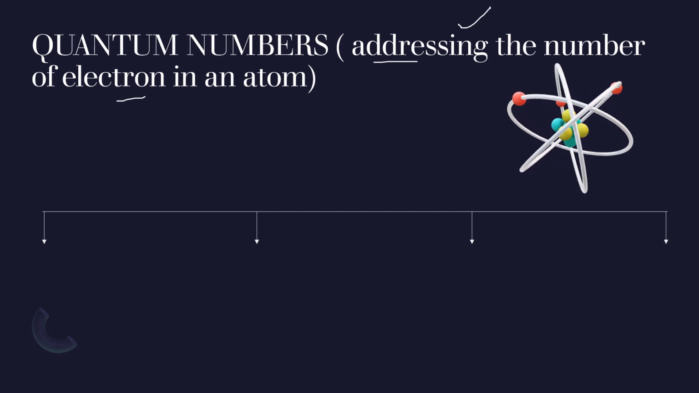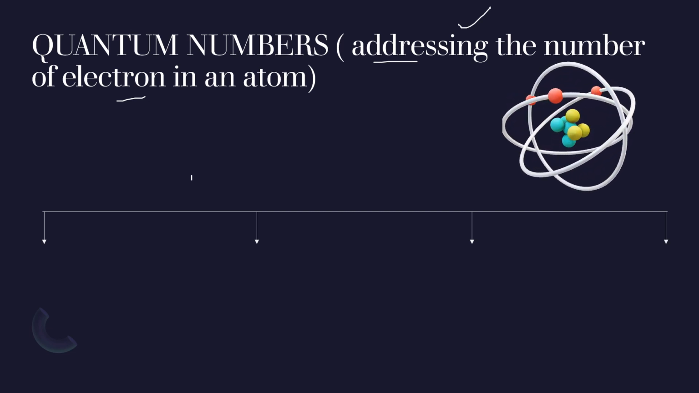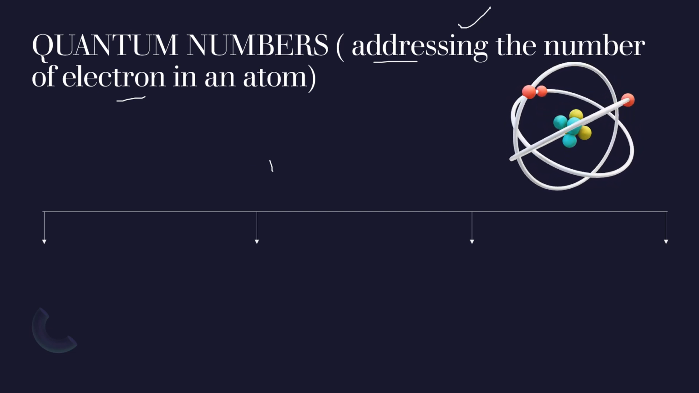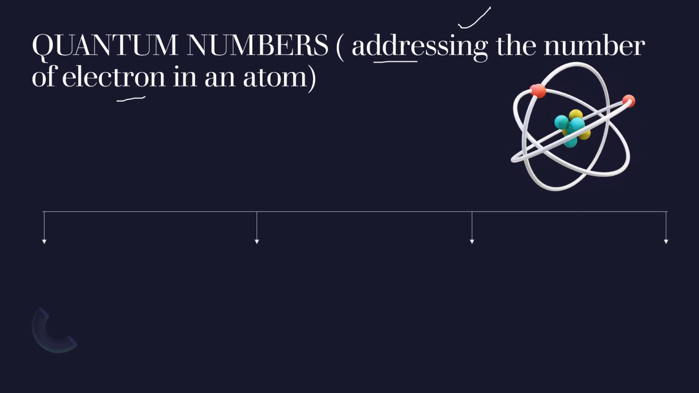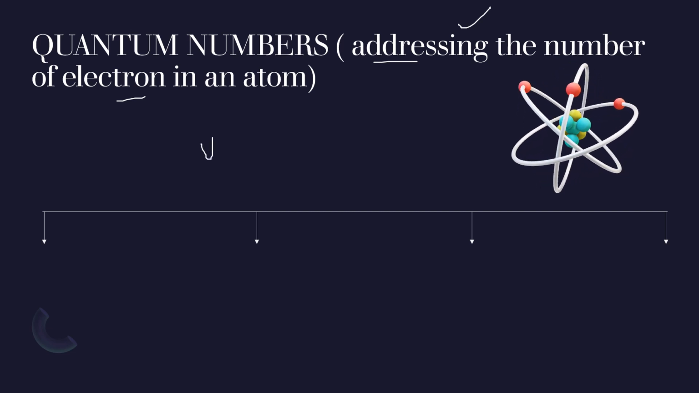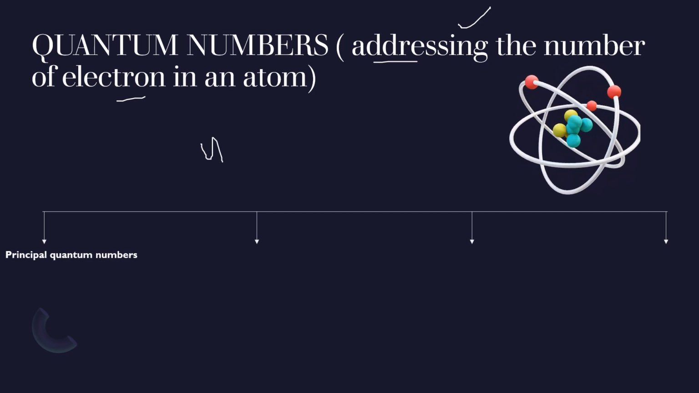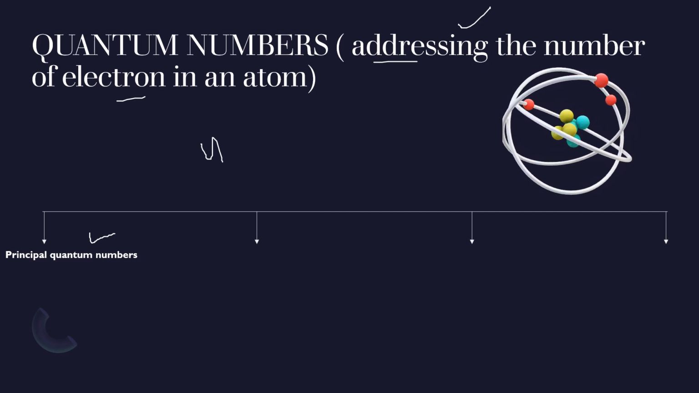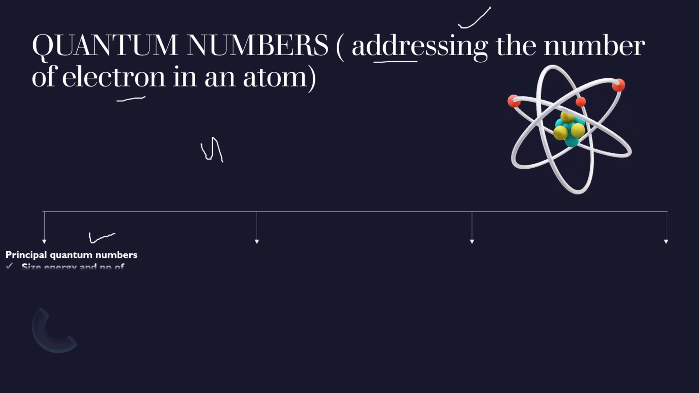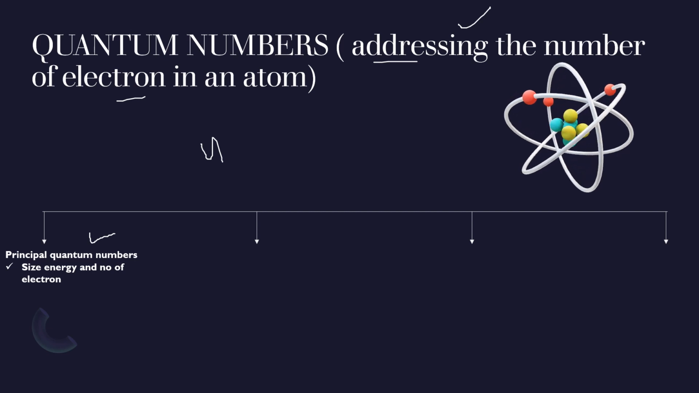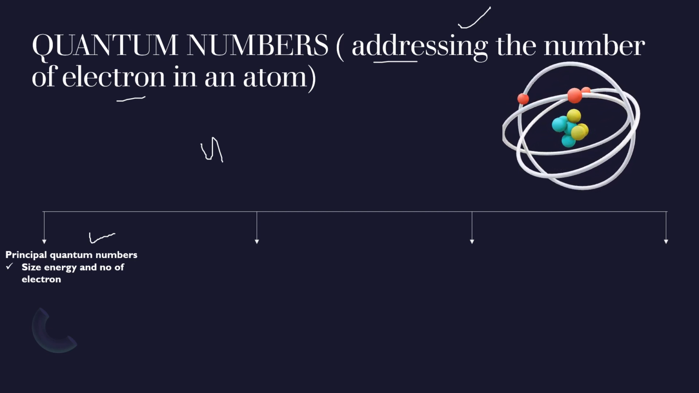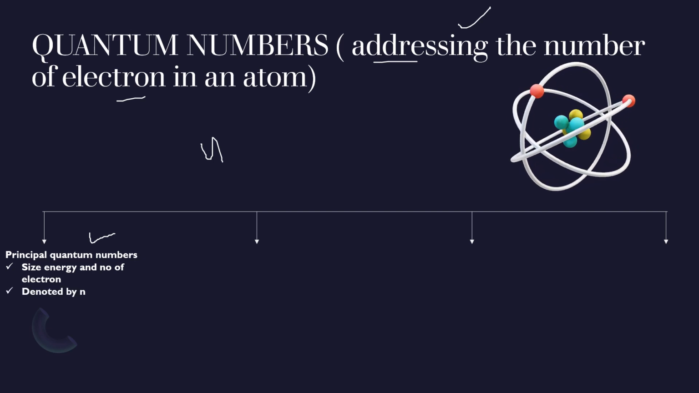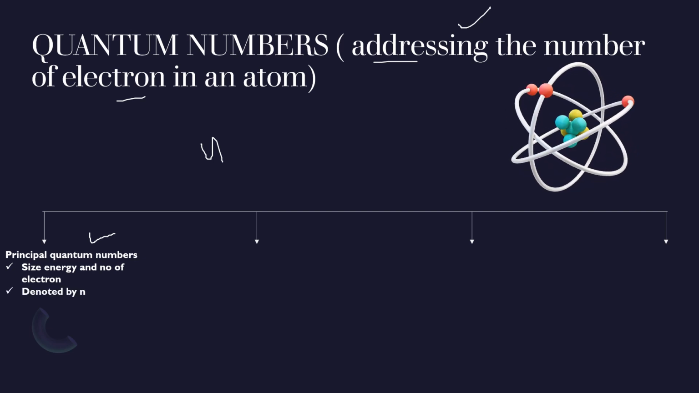Now the quantum numbers have a maximum of 4 types, or we can say that we can define the atom or electron or shells of the atom in 4 ways. The first type or first step is the principal quantum number. The principal quantum number explains to us the size of the shells, the energy of the shells, and the number of electrons of the shells. It is denoted by n.